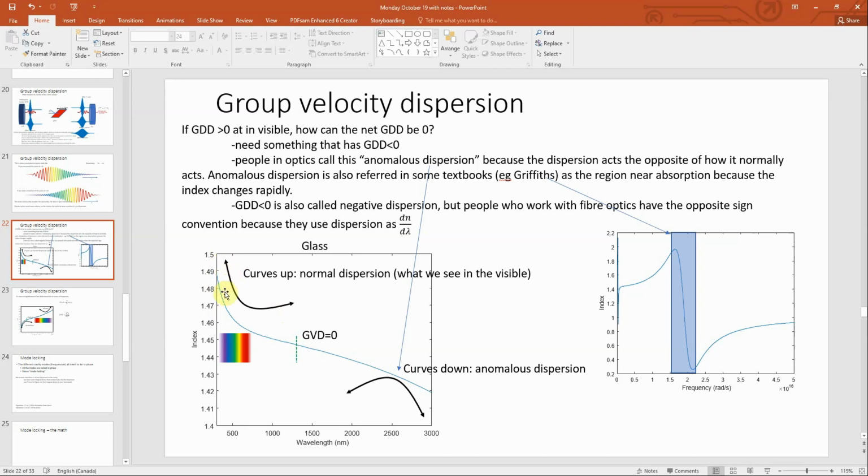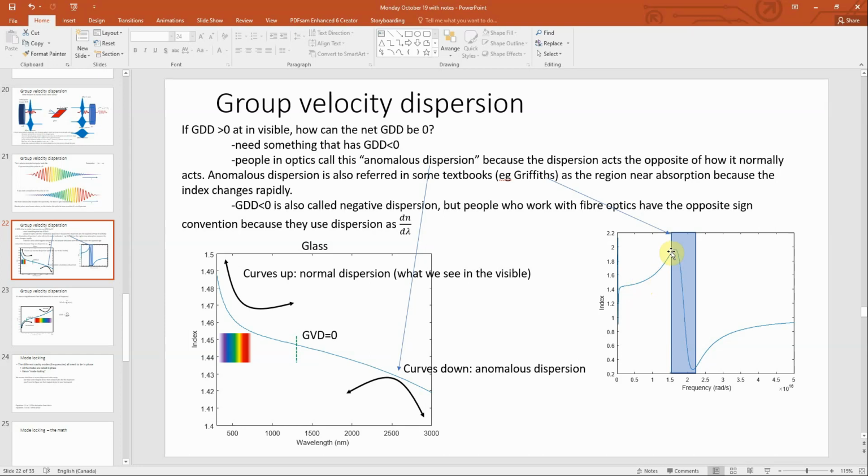And so when we're in the visible, this is called normal dispersion, and that's because the second derivative of this is curved upwards. And then if you go into the infrared for, say, glass, you have this region here that is anomalous dispersion, okay? And that's because this is curved downwards. So the second derivative of this, you can say this is slightly curved downwards. That means that you have anomalous dispersion. People in optics call it anomalous dispersion. If you look through a resonance, you see when you're in this region here, this is normal dispersion, this is curved upwards.